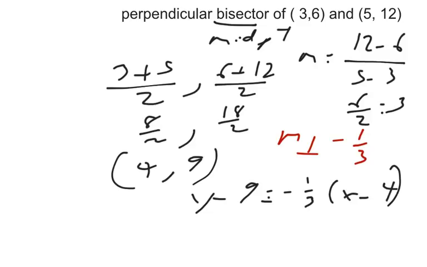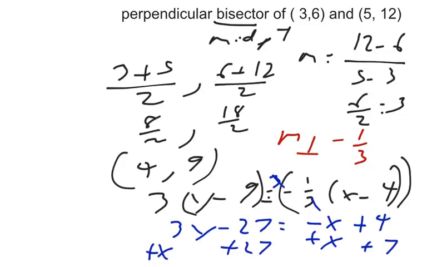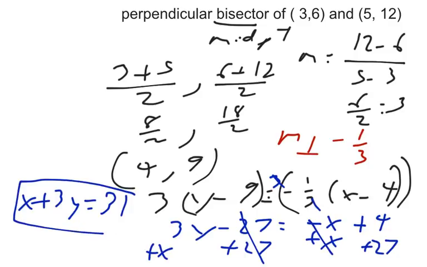You could also do this going through and finding b. So what I'm going to do is multiply both sides by 3. This way, that 3 and that 3 will cancel. So I'll have 3y minus 27 equals negative x plus 4. Add x on both sides. Add 27 on both sides. And I'll be left with these cancel and these cancel. x plus 3y equals 31. And that's my standard form. And I'm finished with this problem. And that's it for this lesson as well.